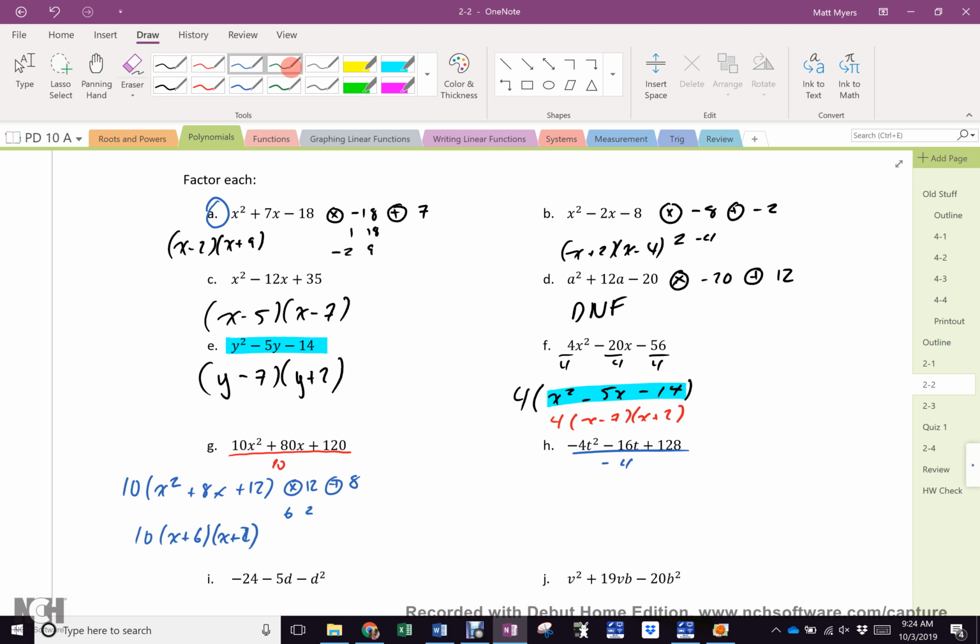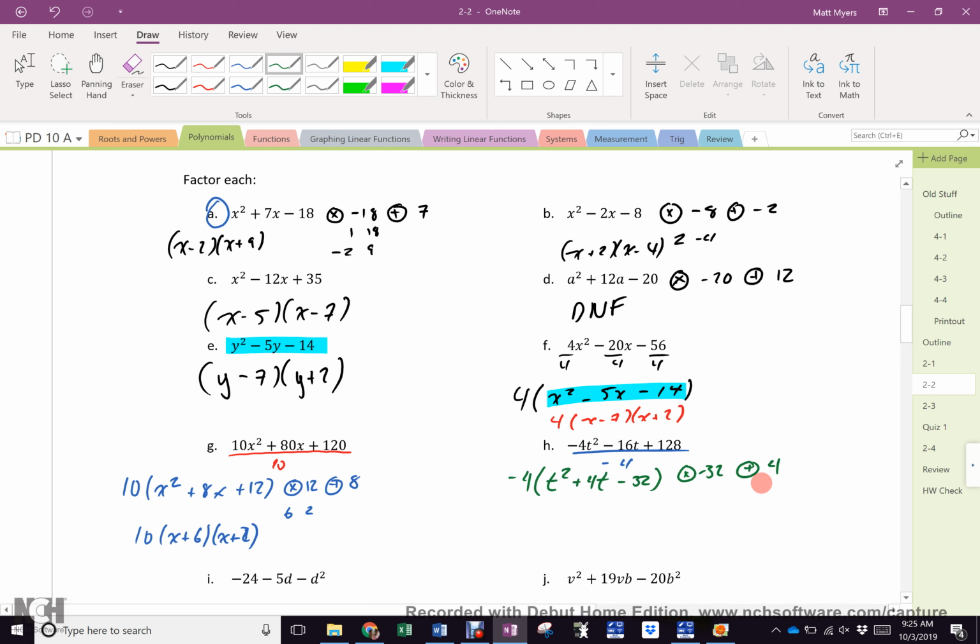Negative 4. So I got negative 4 out front. Now, what is going to happen to this negative and this negative? They're going to cancel, and I'm going to get t squared. What's going to happen here? To get positive 4t, and what's going to happen here? Minus 32. Now, I need to multiply to negative 32 and add to 4.